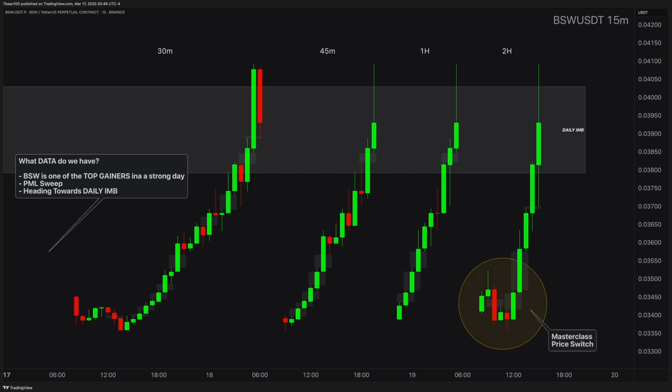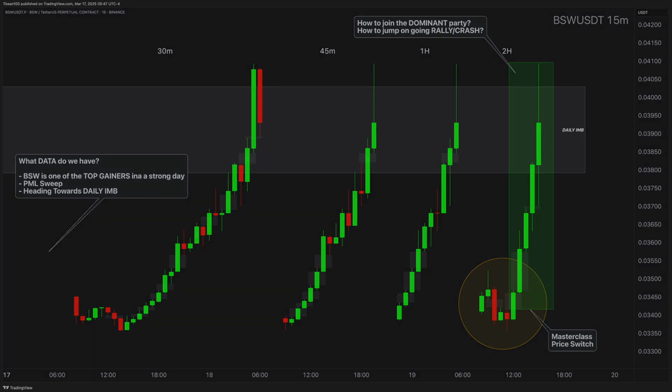In this 2-hour time frame on the right, notice this area of price switch, right before the rally. And right after that, a powerful rally started until the price filled the daily imbalance. So, what I want to do is discuss how to join dominant rallies today and how to jump ourselves into these bullet trains on the go. Let's open a lower time frame together and talk further.